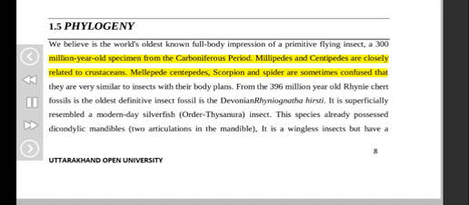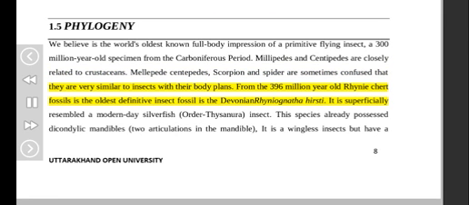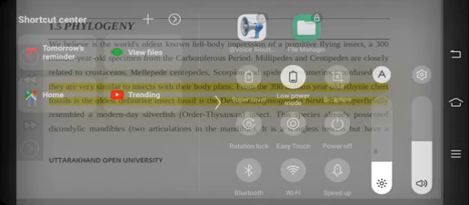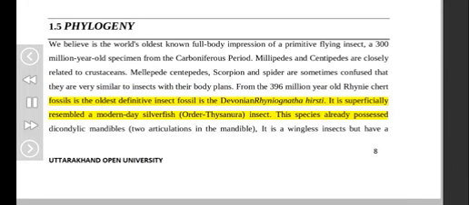Millipedes and centipedes are closely related to crustaceans. Millipedes, centipedes, scorpions and spiders are sometimes confused with insects because their body plans are very similar. From the 396 million-year-old Rhynie chert fossils, the oldest definitive insect fossil is the Devonian Rhyniognatha hirsti. It superficially resembled a modern-day silverfish, order Thysanura, insect.